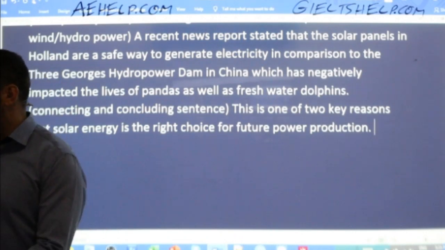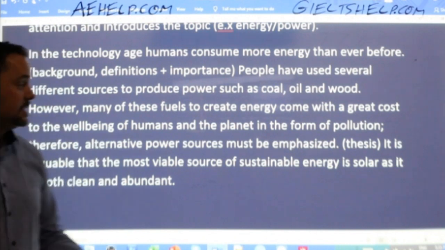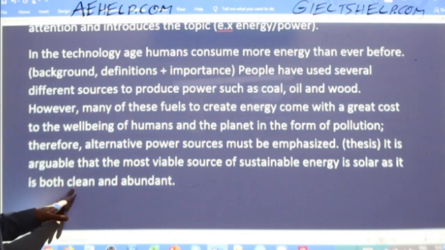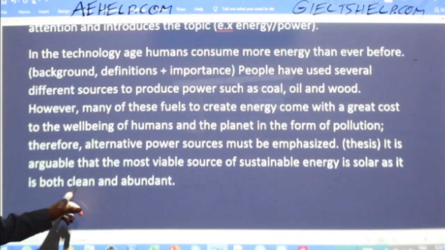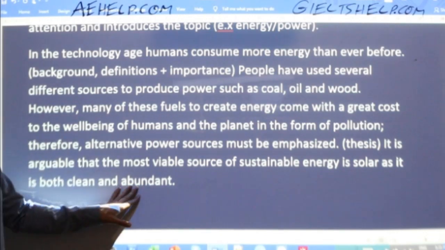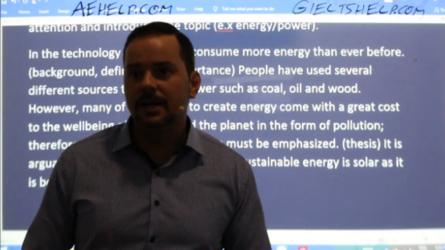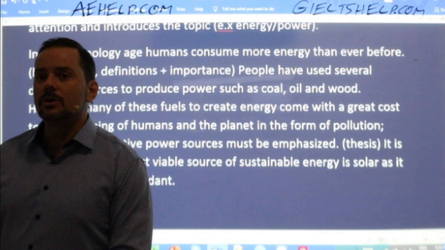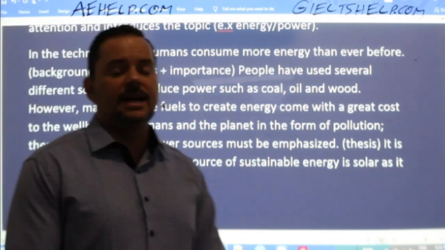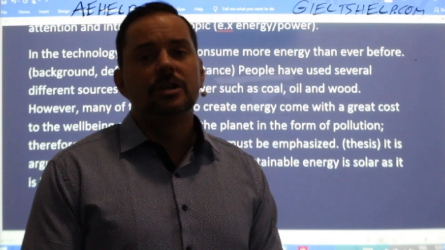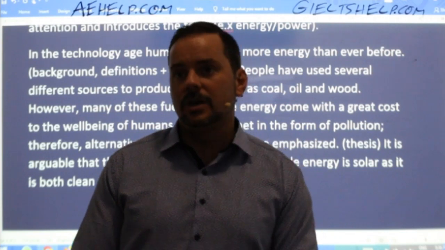Okay? Why? Because I gave 2 points, right? In my thesis statement, I said that it's clean and it's abundant. So those are my 2 points. I just talked about clean. Now I'm going to talk about abundant, of course, right? There is no contradictory side here, because the task 2 question is which renewable energy source is the best choice and why, okay?